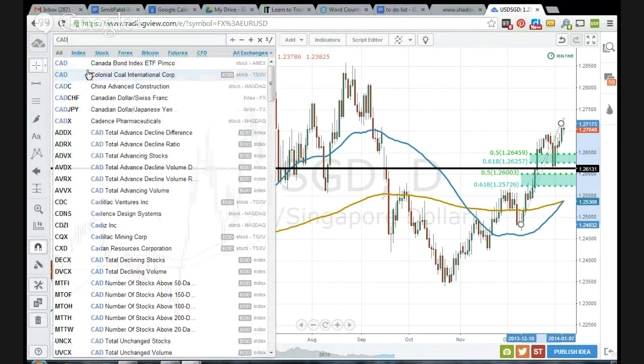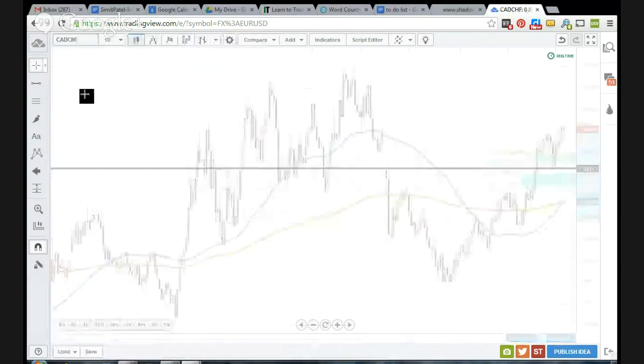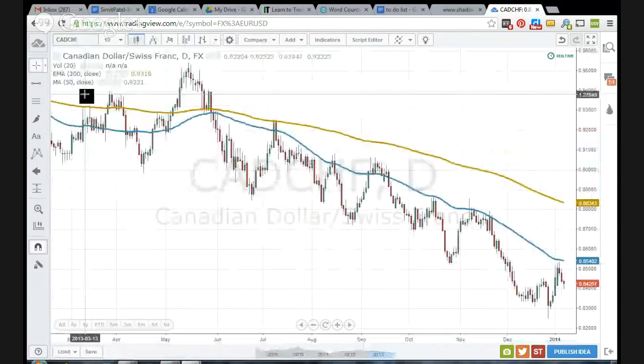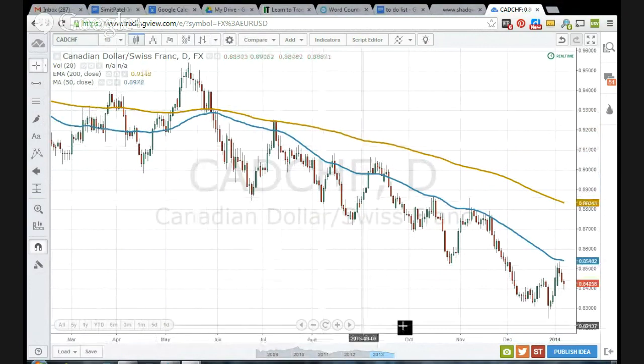Okay, going to Canada pairs. Canada Swiss. Nothing here really. Oh, we actually looked at this earlier. I had the order, it went without me, so it didn't get filled. That's something that I need to work on and improve on.